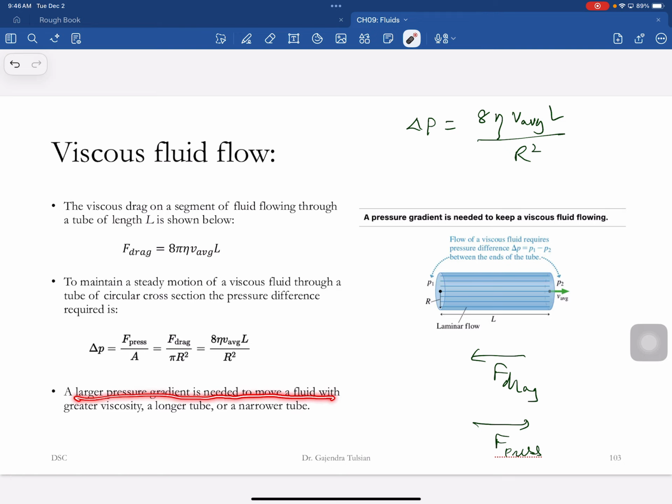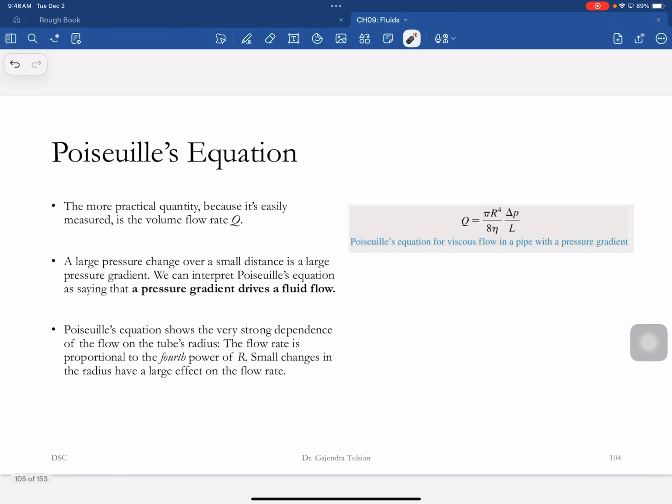A large pressure gradient is needed to move fluid with greater viscosity. You are trying to move the fluid through that length. The greater the viscosity, the greater the pressure difference you have to maintain. Poiseuille's equation gives you the flow rate, how many gallons a minute you're pumping. This is the pressure difference you have to maintain per unit length, so this is called the pressure gradient. Greater the viscosity, greater the pressure gradient you have to maintain to get a given flow rate.